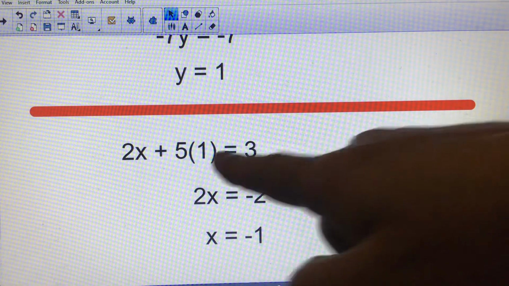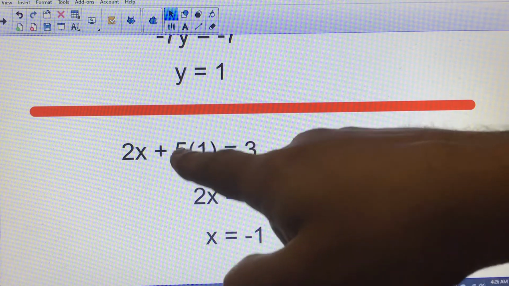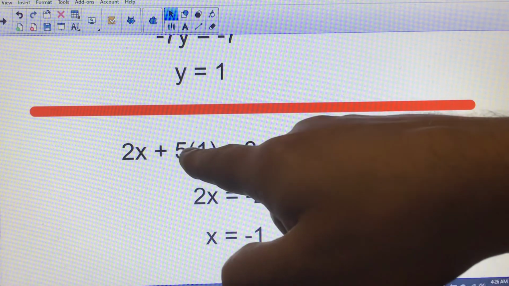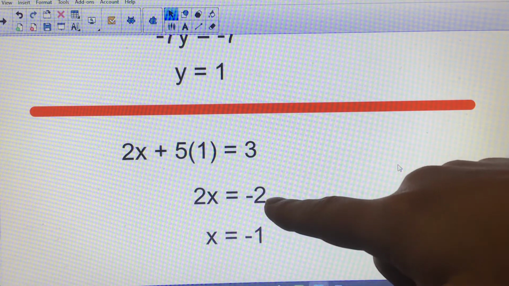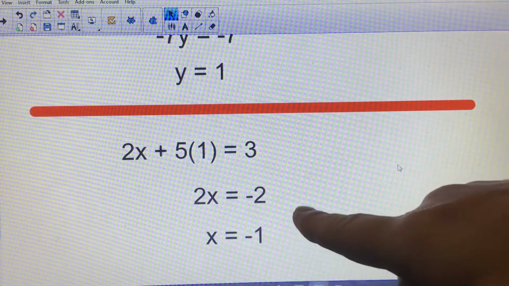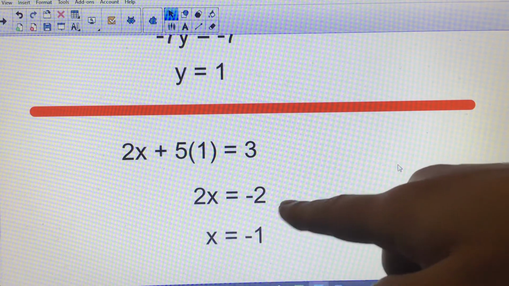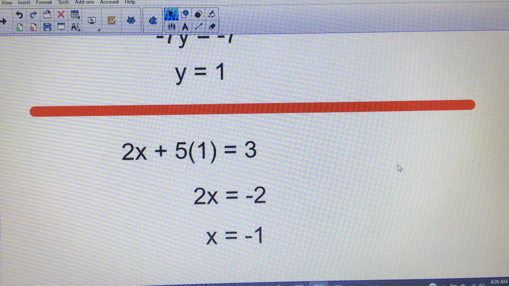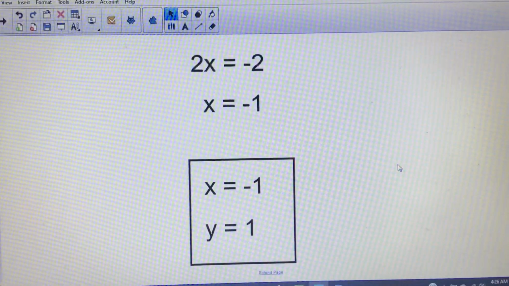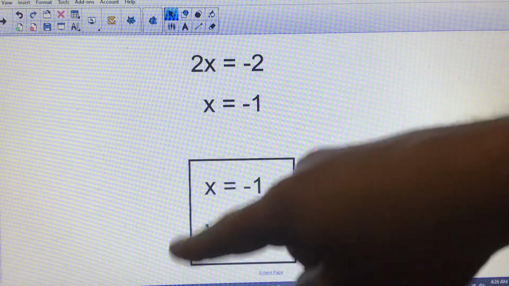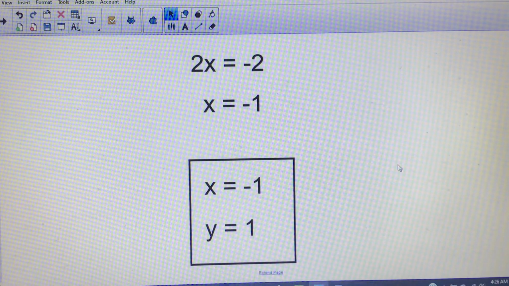So once I put this in, 5 times 1 is 5. Subtract the 5 over, because now I want to solve for the x. 3 minus 5 is negative 2. I'm left with 2x equals -2, so then divide 2 on both sides and you get -1. So I get y is 1 and x is -1. You want to report that as your solution set. So those are the two answers I was looking for.